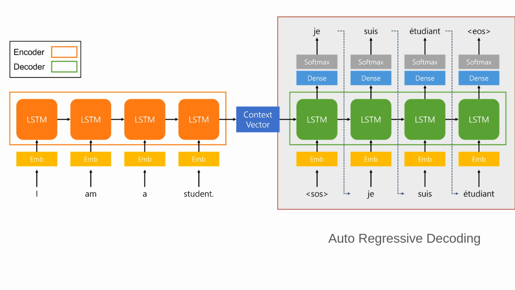This contrasts with other decoding methods where we might have the entire target sequence available, like in translation with teacher forcing. Autoregressive decoding is essential when we want to generate new sequences like text, music, or code.